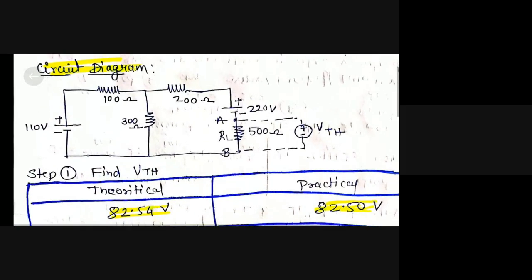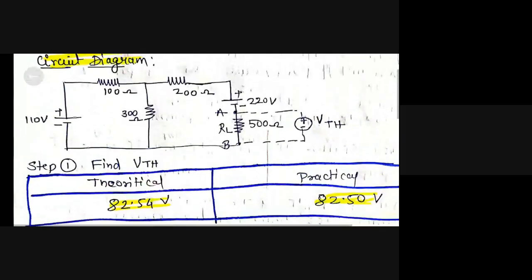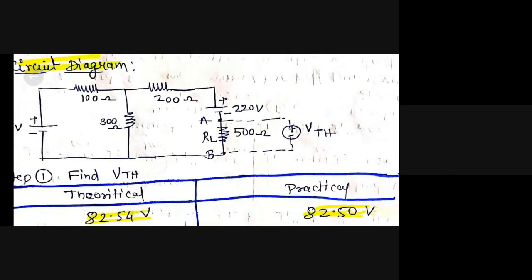Now step number 2, after calculating VTH, is to calculate RTH. Theoretically, while calculating RTH, as I have told you, you have to short the two sources present in the circuit. Here there are two sources, one is the 110 volt source and the second is the 220 volt source. Both sources you have to short, and you have to open or remove the load resistance placed across points A and B, and measure between points A and B the value of RTH.